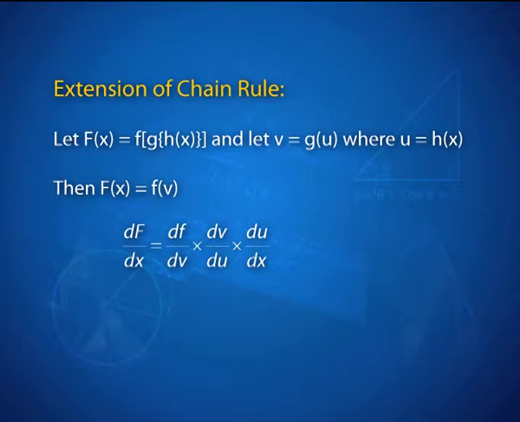What does it give us? Derivative of f with respect to v, into the derivative of v with respect to u, because v is a function of u, into the derivative of u with respect to x. This chain can be continued depending on the number of functions that are involved in the composition.